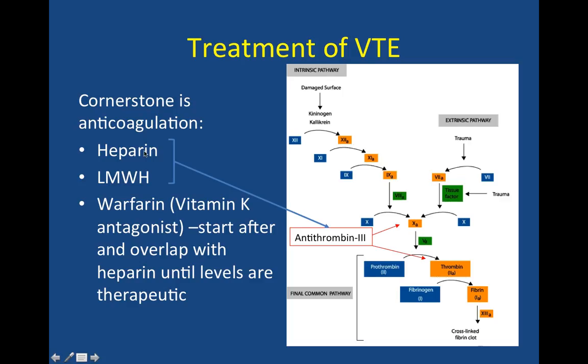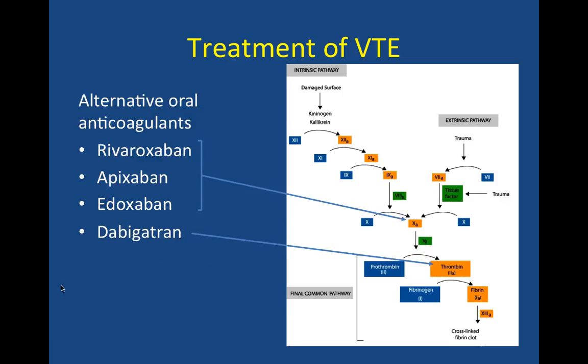So the traditional anticoagulation is either heparin or low molecular weight heparin, which are activators of antithrombin 3 that inhibits factor 10A and thrombin. And this is an indirect inhibition of the coagulation cascade. Then the patients are started on warfarin, which is started after an overlap with heparin until levels are therapeutic. And warfarin is a vitamin K antagonist, so it decreases the formation of these coagulation factors.